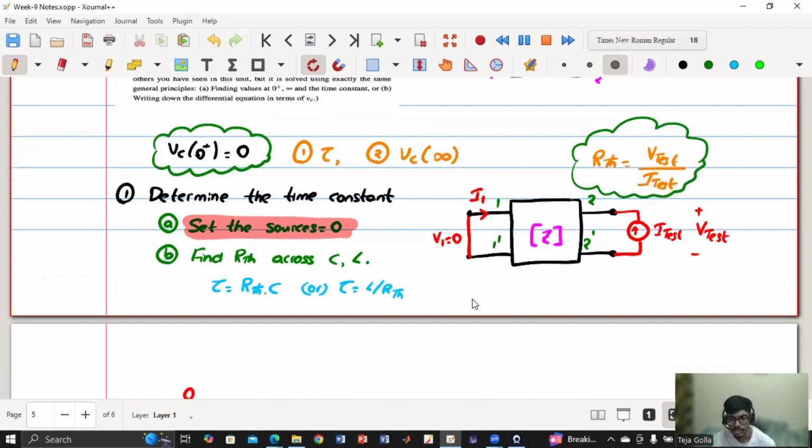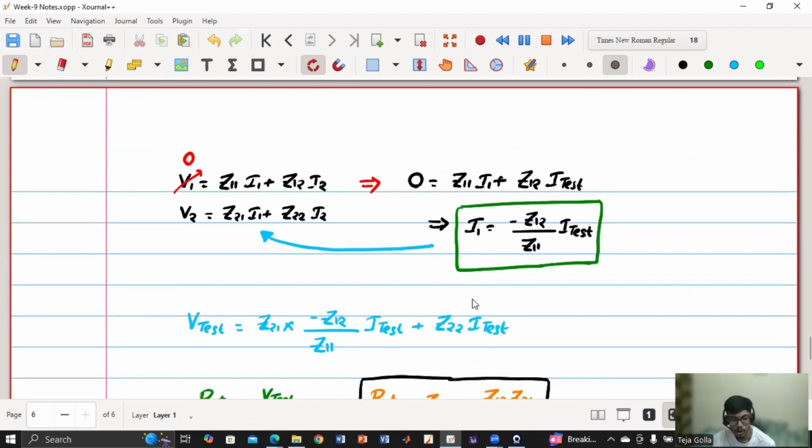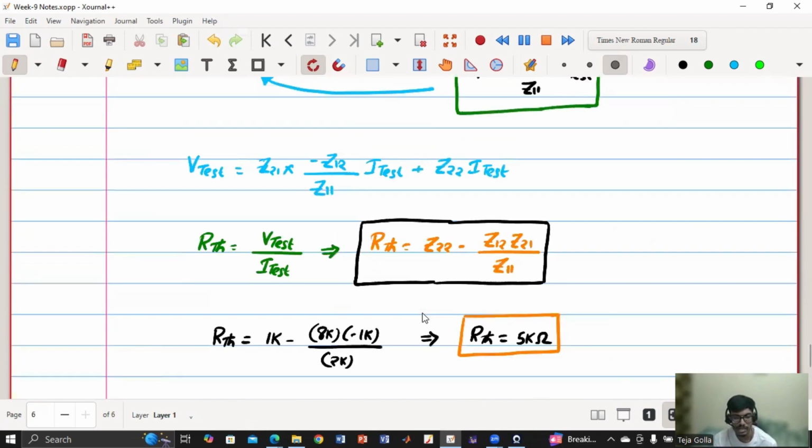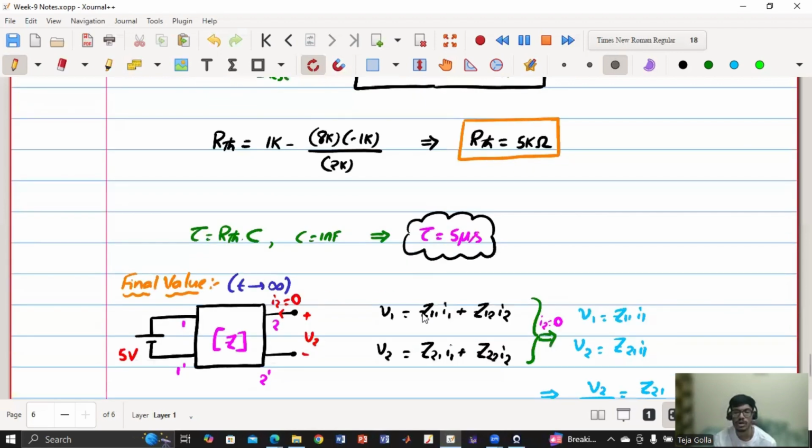I have excited it with a current and calculated the voltage at that point. For this circuit, I have written the input output relation, substituted V1 equals to 0, and calculated V test by I test, which is R Thevenin. After substituting the values, I got R Thevenin to be 5 kilo ohms. With capacitor 1 nanofarad, which is given, tau is 5 microsecond.